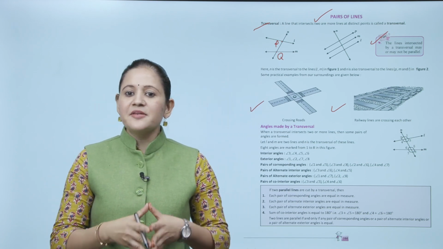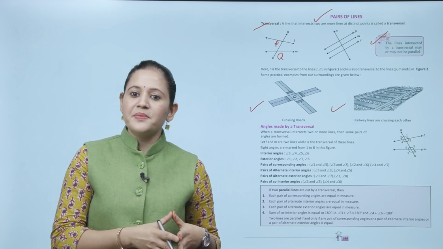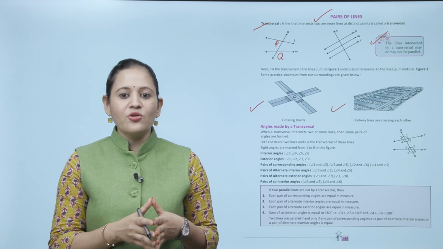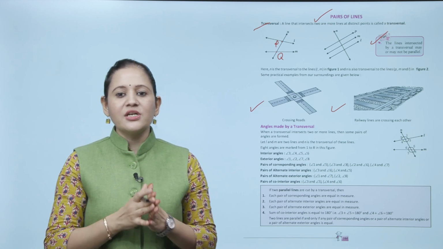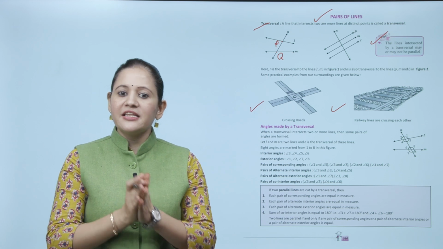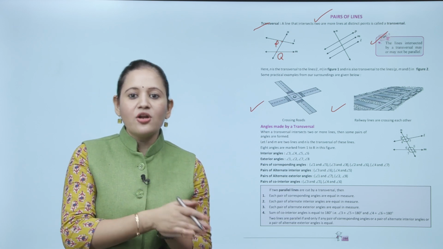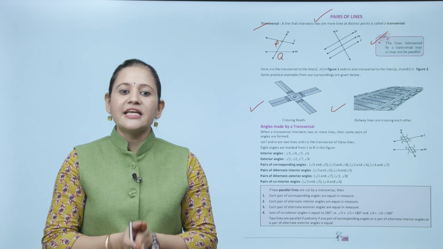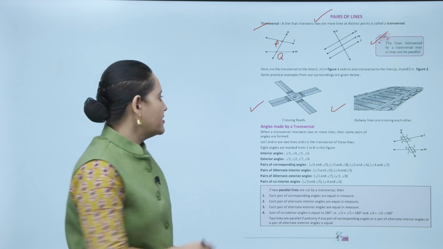Tips. The lines intersected by the transversal may or may not be parallel. Means the lines that a line is intersecting, it's not necessary that they are parallel. They may be parallel or may not be parallel. Clear? Next, angles made by transversal.